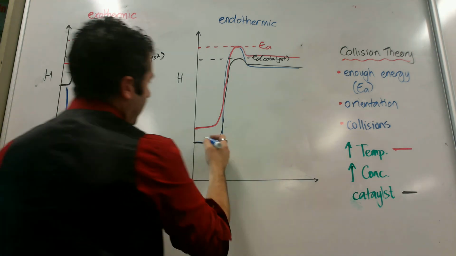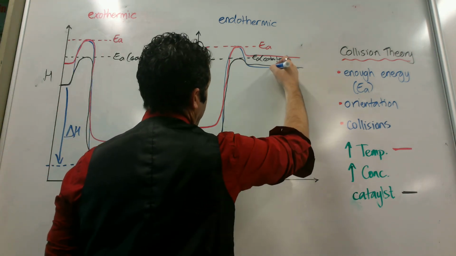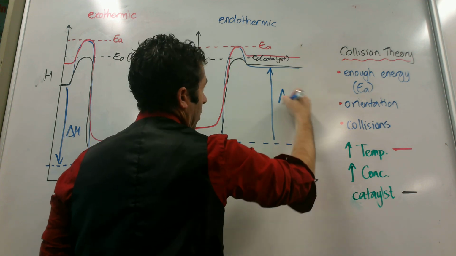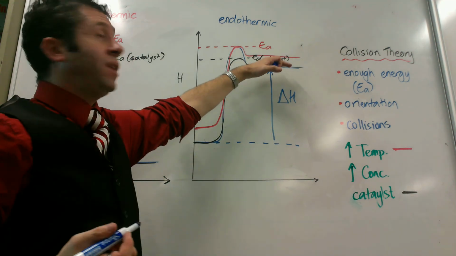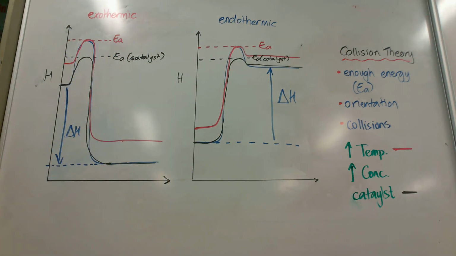In an endothermic, extend this out. Notice the arrow is going up because you're going from here to here. So it's going to be a positive value.